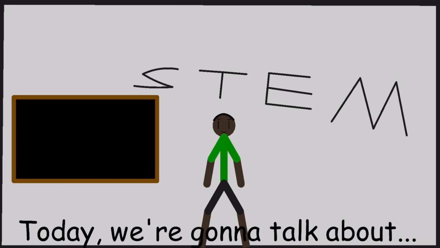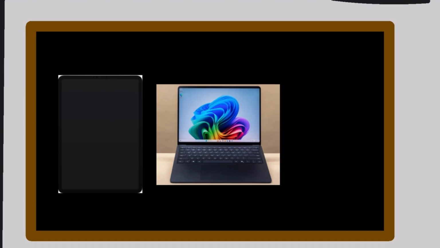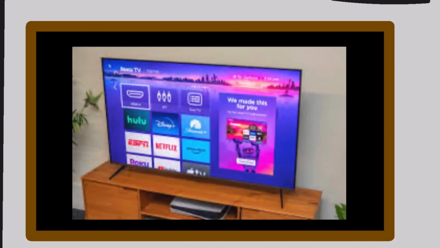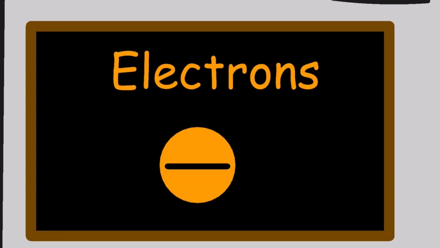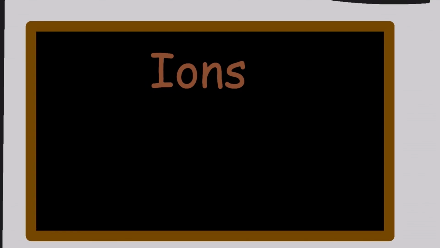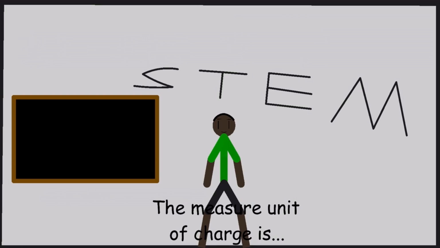Today we're going to talk about electricity. Electricity is what powers any electronic, from your iPad to your laptop to your light bulb, even your TV for that matter. But what is electricity made of? Well, what's in electricity are two things: electrons and ions. Electrons have a negative charge, while ions have both. The measure unit of charge is Coulomb.